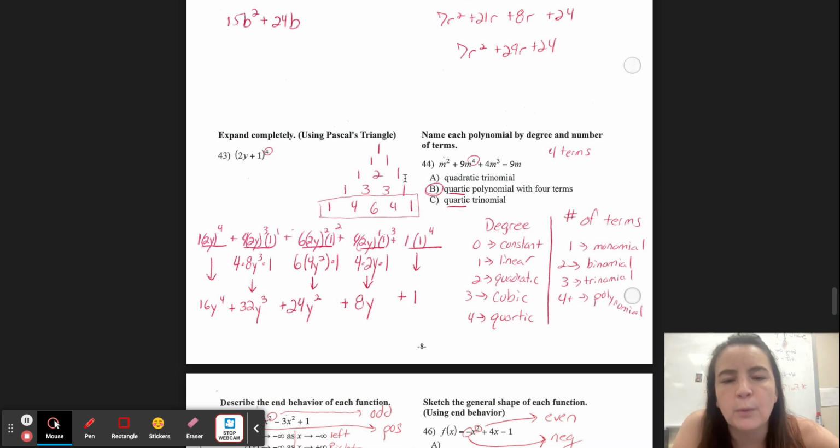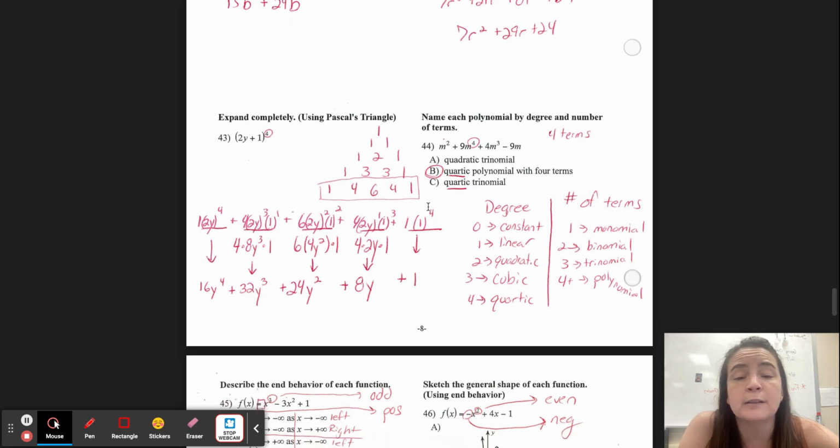You always have a 1 on the left, a 1 on the right. 1 plus 2 is 3. 2 plus 1 is 3. 1 on the left, 1 on the right. 1 plus 3 is 4. 3 plus 3 is 6. 3 plus 1 is 4. You see how I add it? It goes in the middle below. And then you always have a 1 on the left and a 1 on the right.